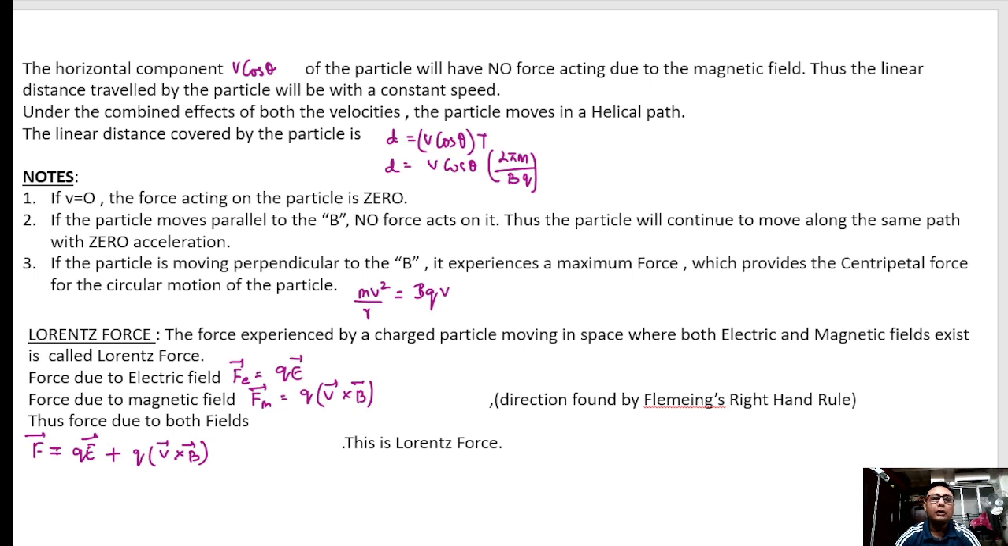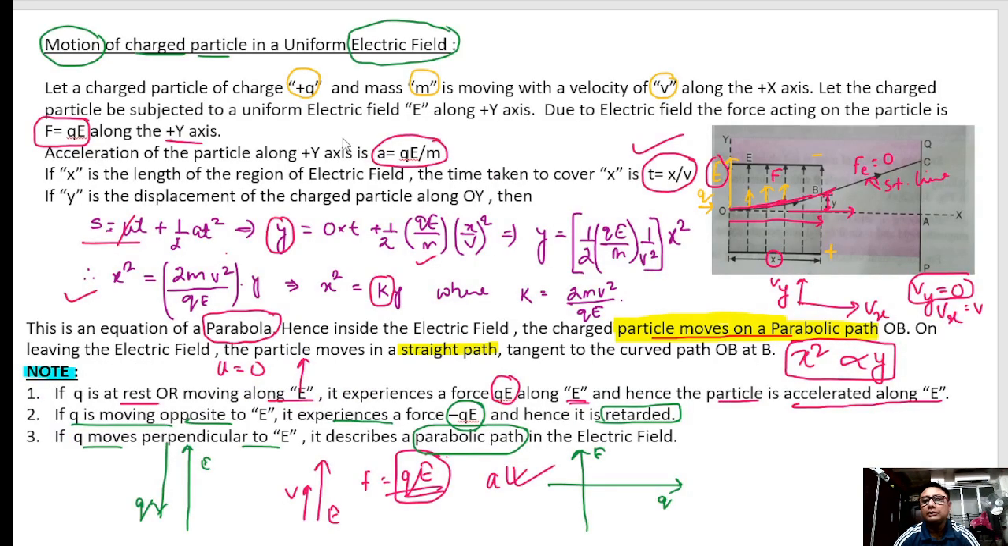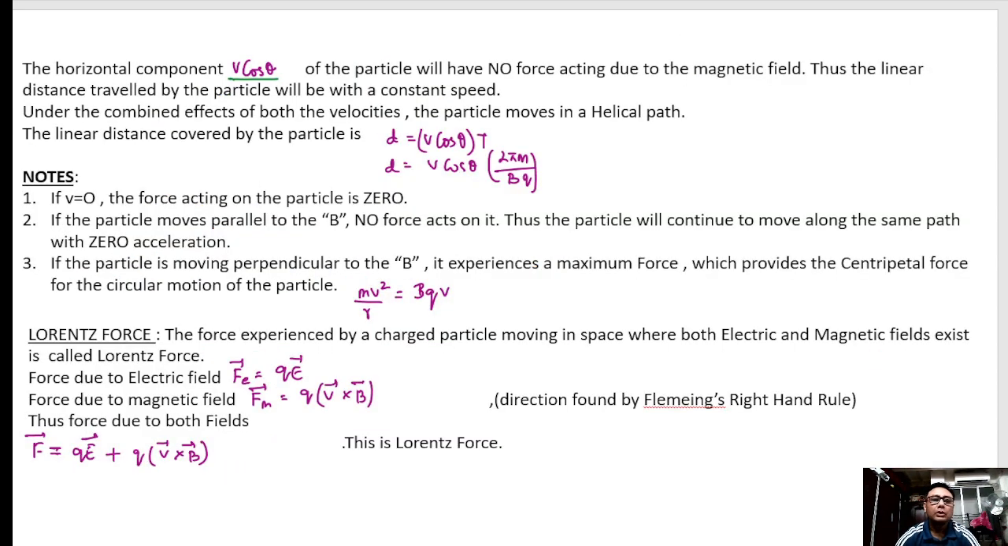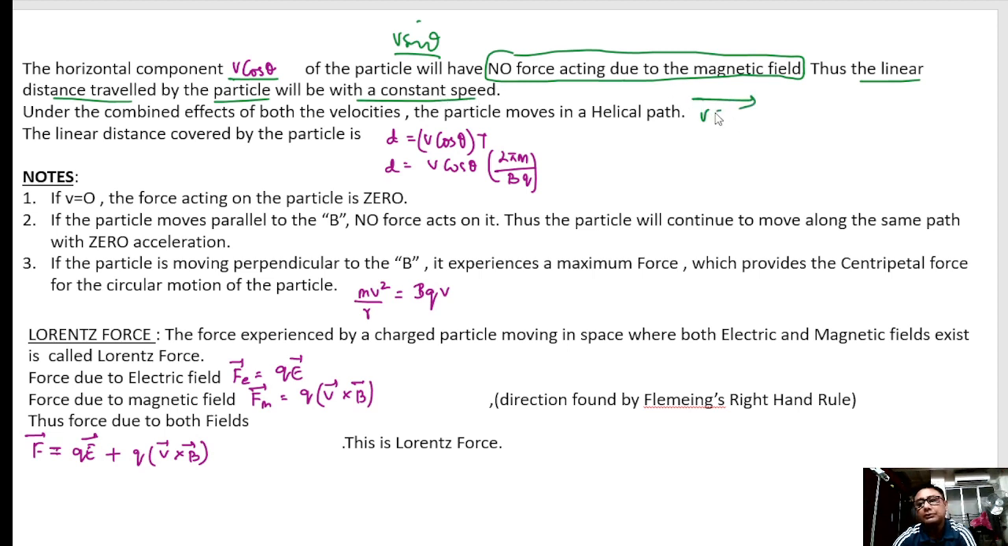Next, see the horizontal component, as we saw here. This is the horizontal component, V cos theta, and this is the vertical component, V sin theta. The horizontal component V cos theta of the particle will have no force acting due to the magnetic field, because I told you only V sin theta will have the force. Thus the linear distance traveled by the particle will be at constant speed, because there is no force acting along V cos theta. No force, so zero acceleration.